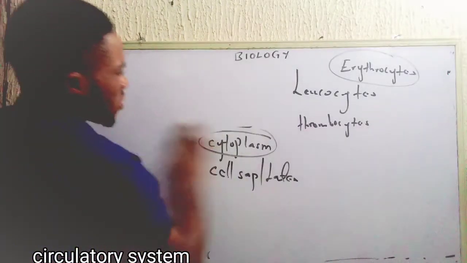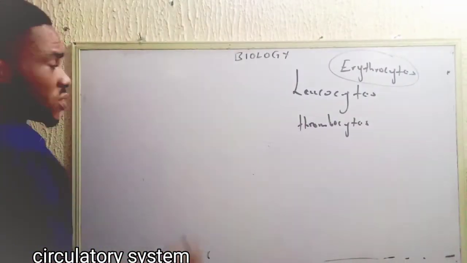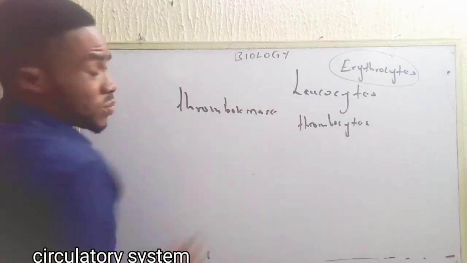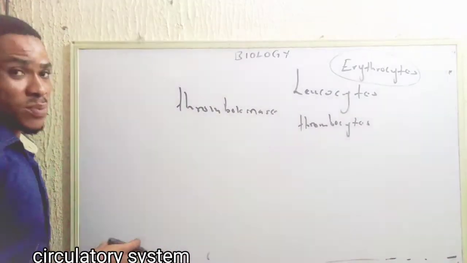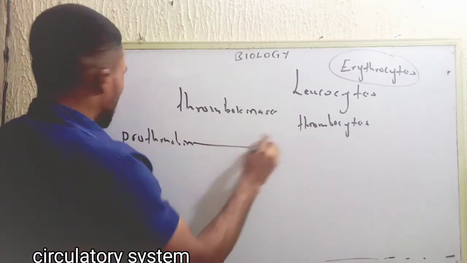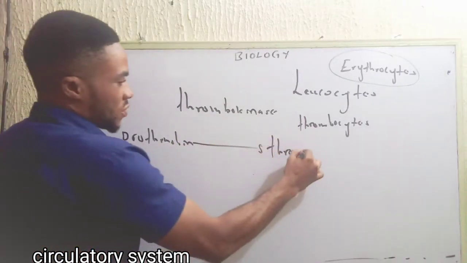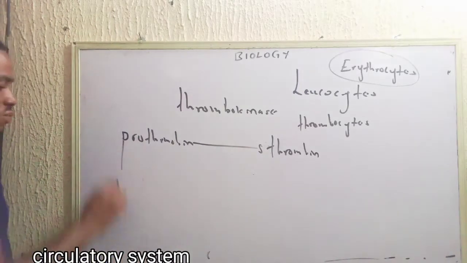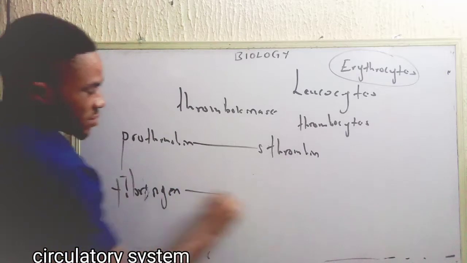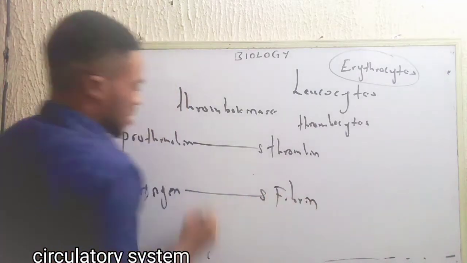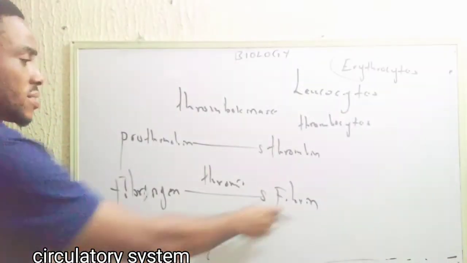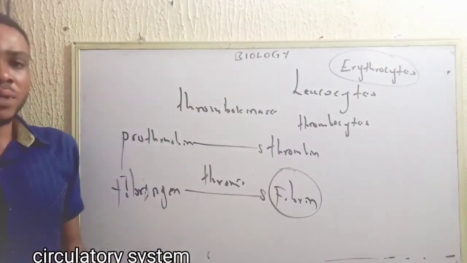It causes a blood protein known as thrombokinase to convert another blood protein, prothrombin, to thrombin. While the thrombin, on the other hand, will convert another blood protein known as fibrinogen to fibrin. That's the process of blood clotting. Now, this is the final thing that actually seals up the wound.